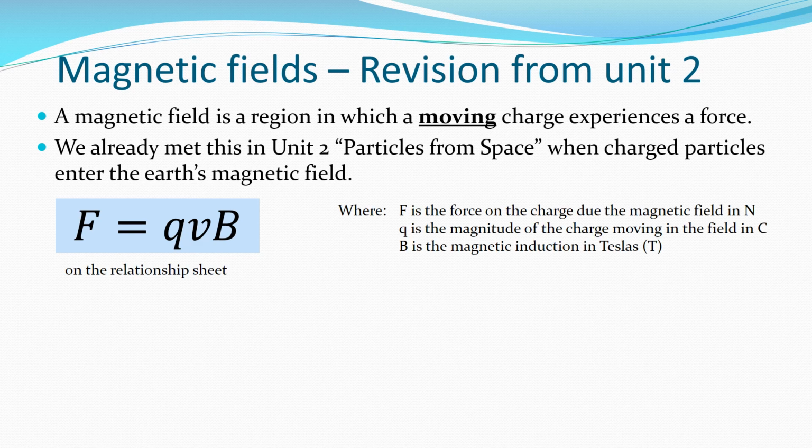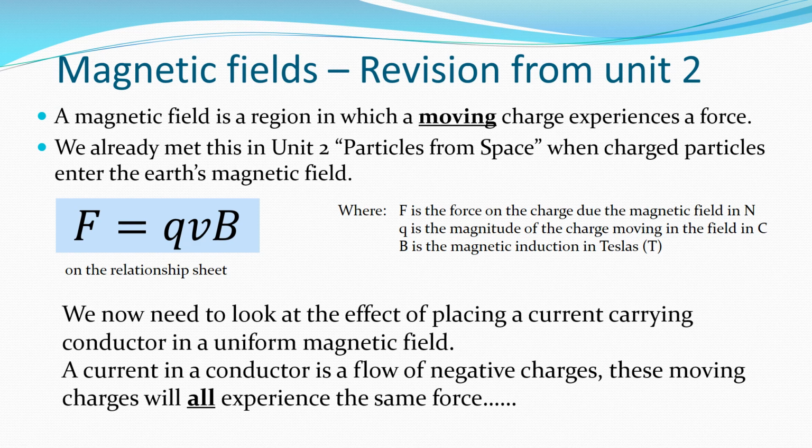Within this equation, F is the force on the charged particle due to the magnetic field measured in newtons. Q is the magnitude of the charge moving within the field measured in coulombs, and B is the magnetic induction measured in teslas.